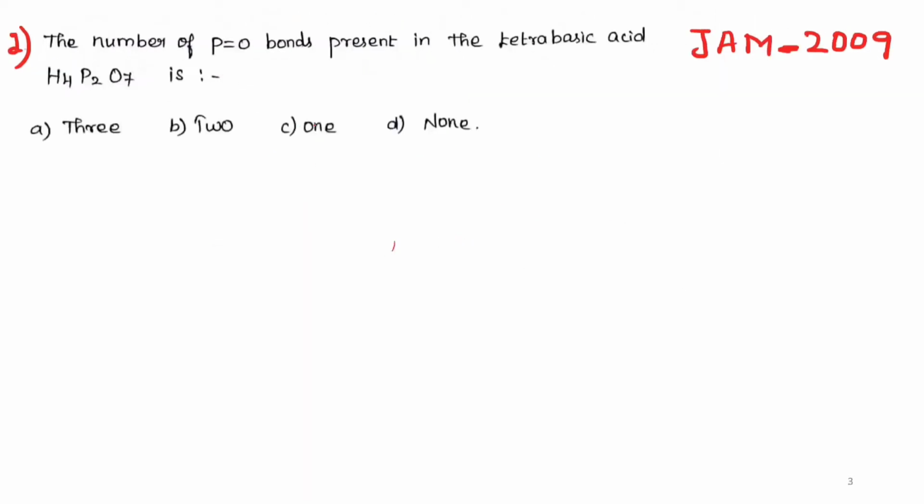Okay, the question is the number of P-O bonds present in the tetrabasic acid H4P2O7. They have given the tetrabasic compound and ask to find the number of P-O bonds. I also teach one trick for finding the P-O bond. What is the trick? Very simple. If I take an ic acid, for example phosphoric acid, and remove one water, I get the pyro acid, right?